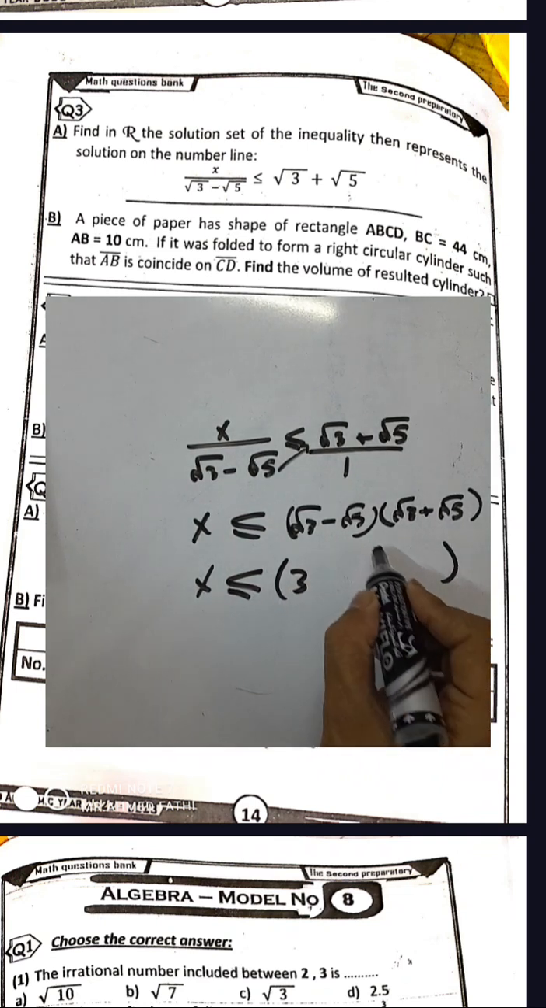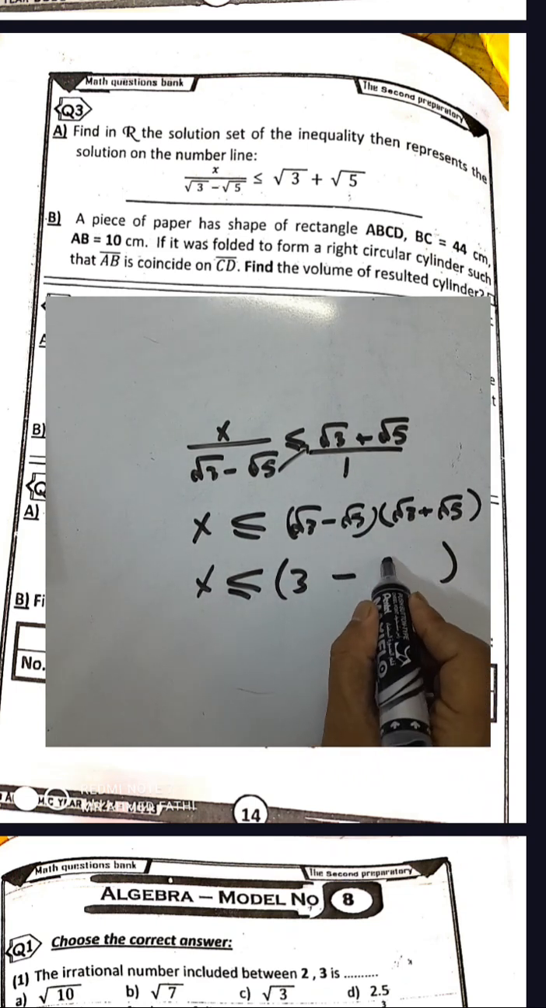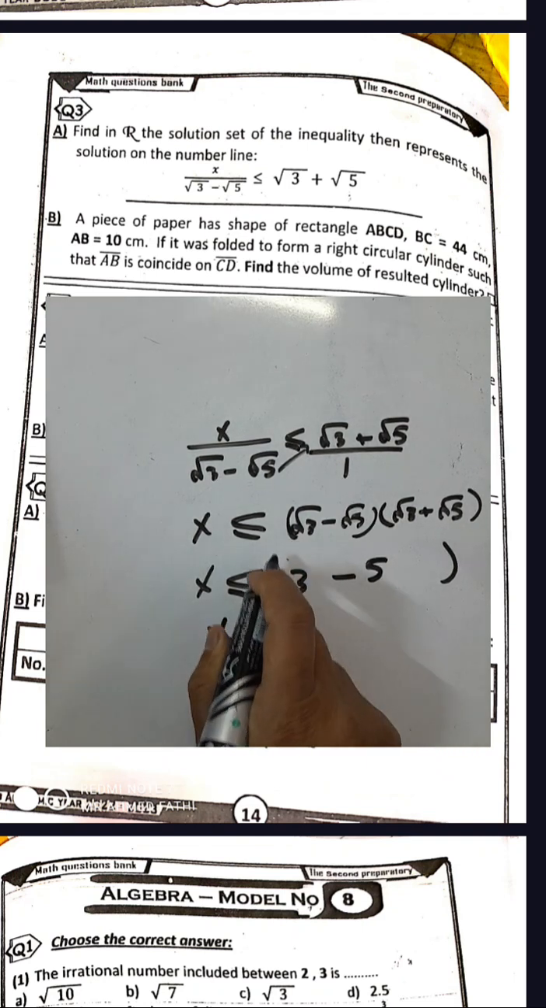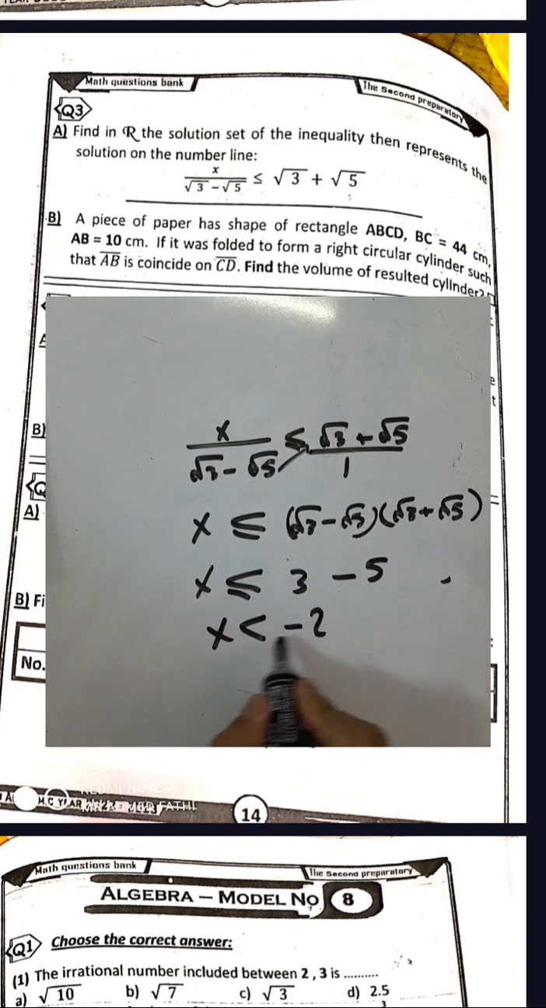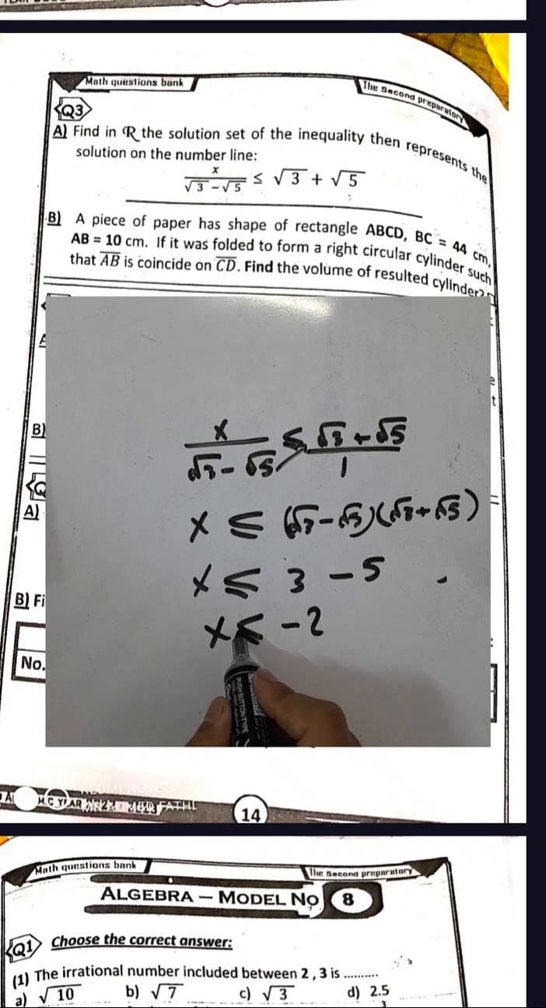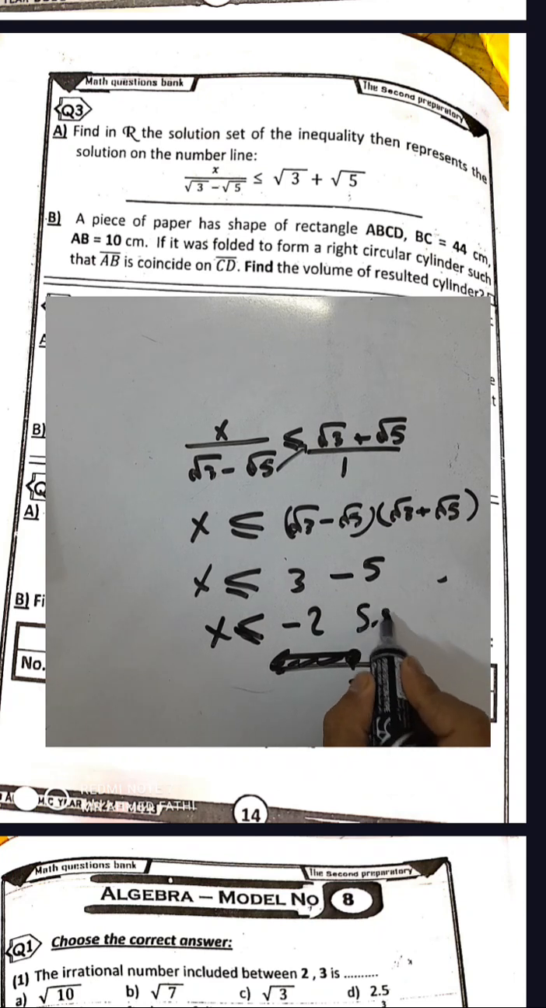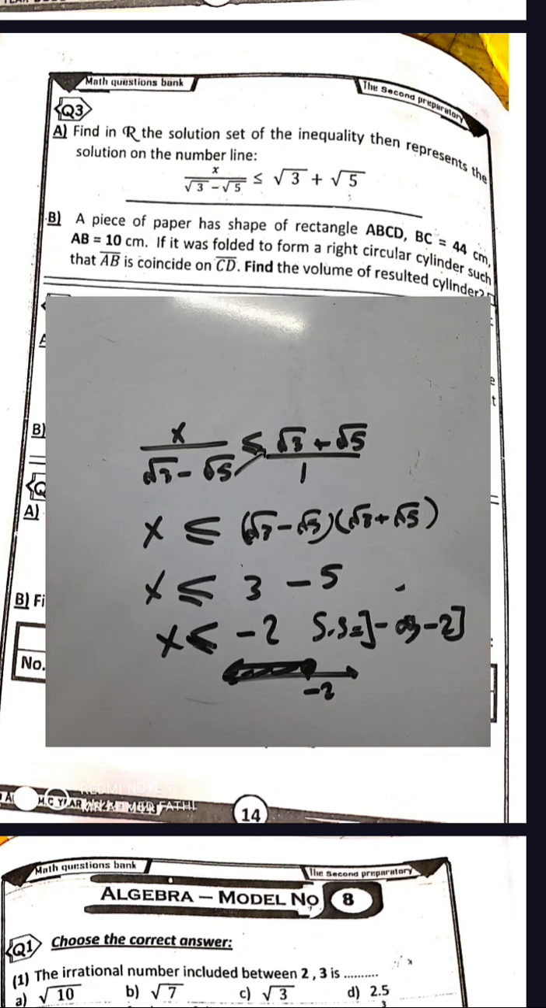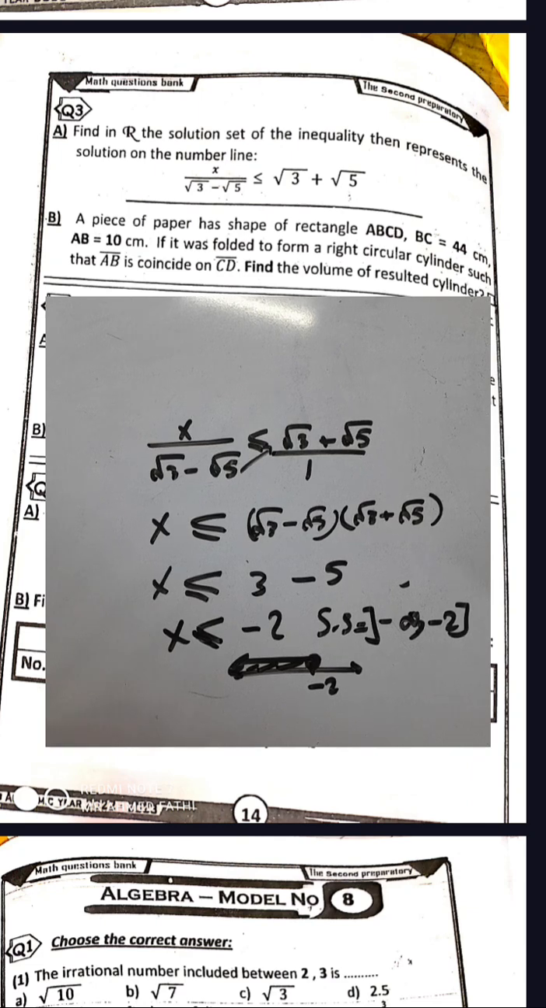x is less than or equal to root 3 times root 3 equals 3, it's a conjugate. And root 5 times root 5 will be 5. Then x is less than or equal to 3 minus 5, which is negative 2. Then the solution set will be negative infinity to negative 2, closed. It's the result of our example.